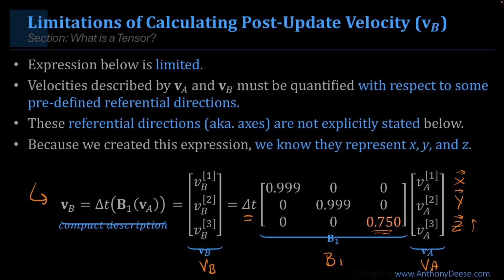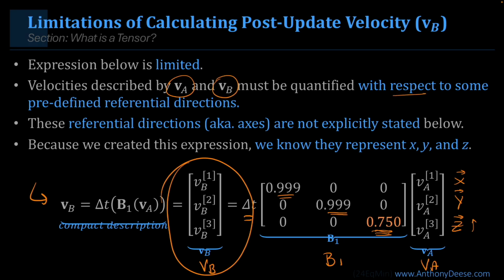Anyway, we can see we have a 0.1% reduction in speed in the X direction, a 0.1% speed reduction in the Y direction, and a 25% reduction of speed in the Z direction, assuming again that we're moving upward. And that gives us our VB, or the velocity after the update. Now, the velocities described by VA and VB must be quantified with respect to some predefined referential directions. We don't explicitly state them here, but because we created this expression, we know they represent X, Y, and Z.